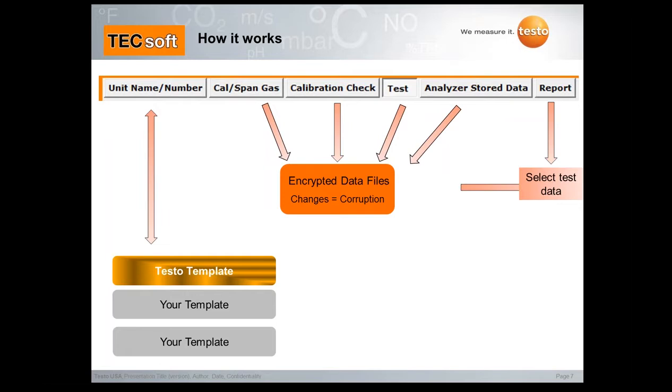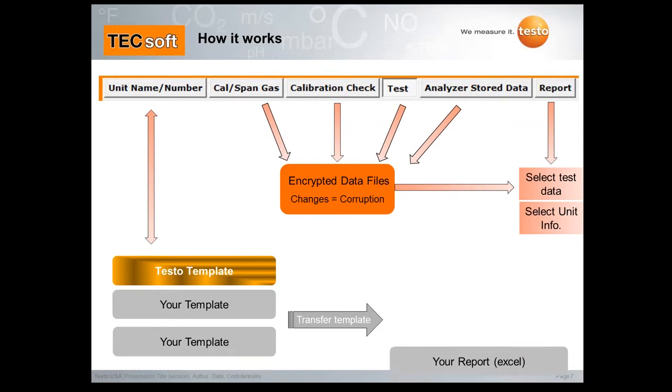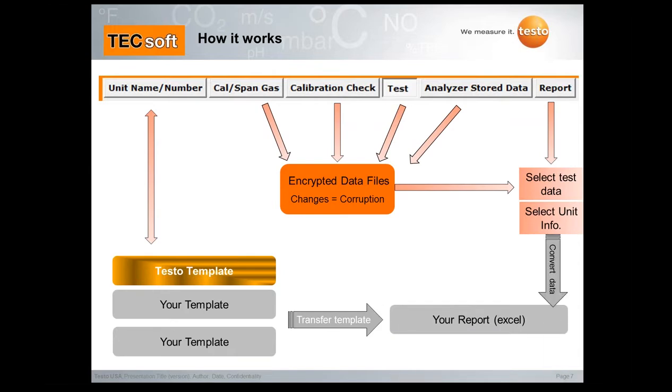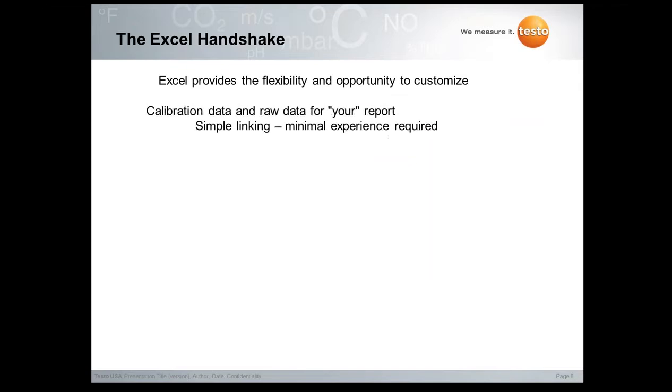All of that information downloads and goes into an encrypted data file, which means that if there are any changes to it, it kind of blows up and you can't use it anymore. But that's where it's stored. So all the raw data is stored there. For the report, you select the unit. It goes out and grabs that encrypted data. It selects the unit information, and it transfers your template into an Excel report. And it converts the encrypted data into that report, so that now you have a complete emissions report.